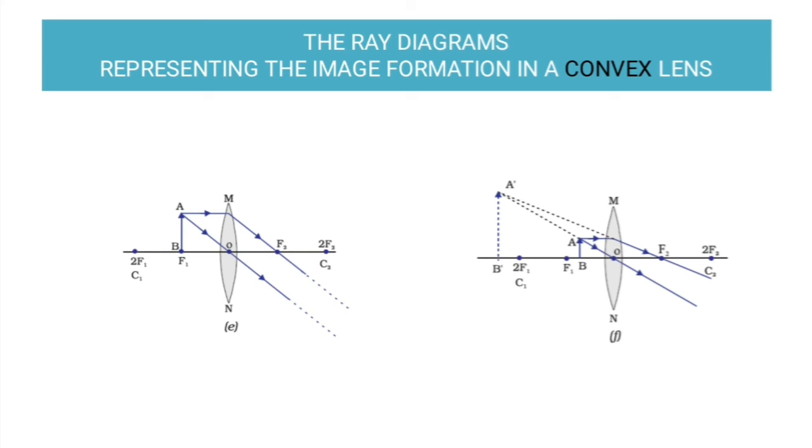Then the last case, which is different from all other cases, where the object is placed between f1 and the optical center. So if the object is placed between f1 and O, that is optical center, the image shifts to the same side of the lens. So the image will be formed here. It will be enlarged, it will be big, but it will be virtual. Though it is erect this time, it is virtual. So you cannot take it on the screen.